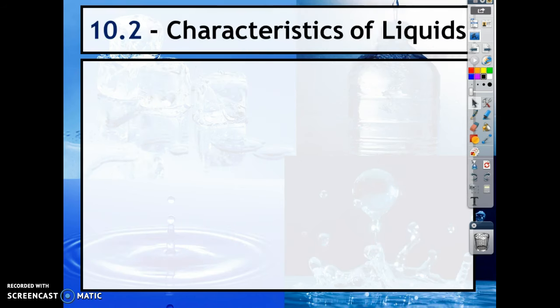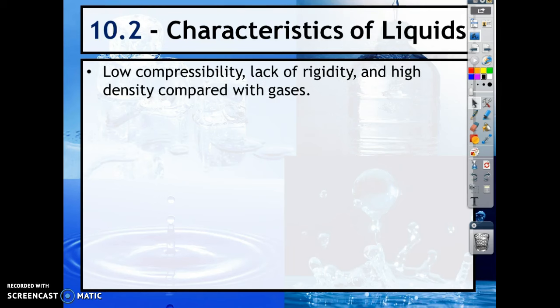Okay, so let's talk about some characteristics of liquids. When we say they have low compressibility, we mean that we really can't put a whole lot of pressure on them or compress them, partially because they aren't rigid and they have a high density compared to gases.